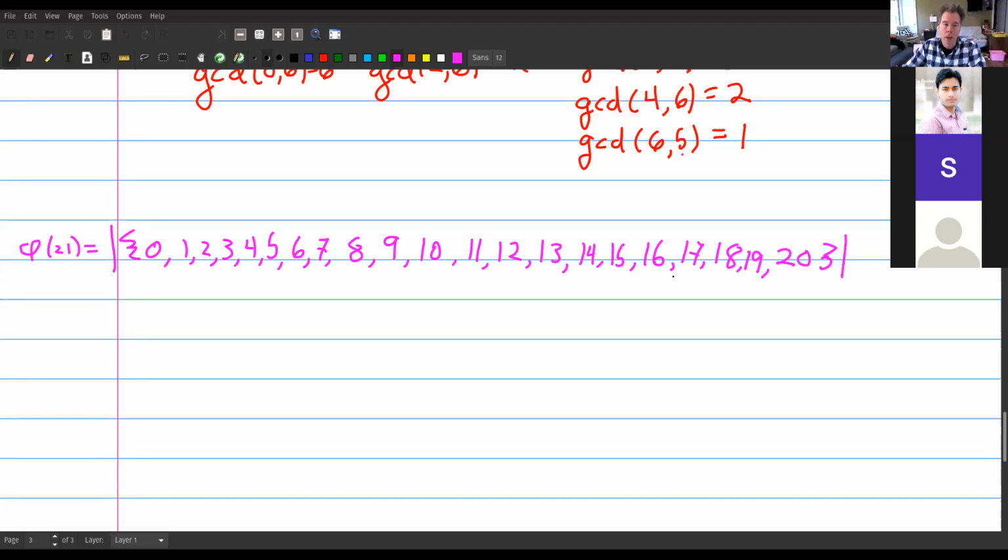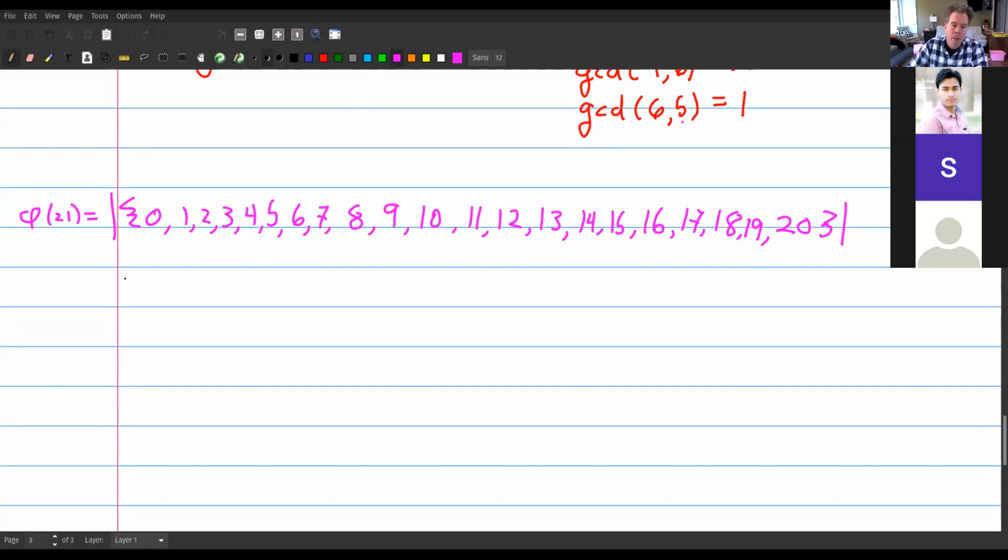Okay. All right. So now we're going to strike out the ones that don't belong, but I'm going to do it in a systematic way this time. You guys know that 21 is equal to 3 times 7. That's the prime factorization. So how could any of these numbers have a factor in common with 21? It has to be a factor of 3 or a factor of 7, right? Those are the only possibilities. And 0 is divisible by everything.